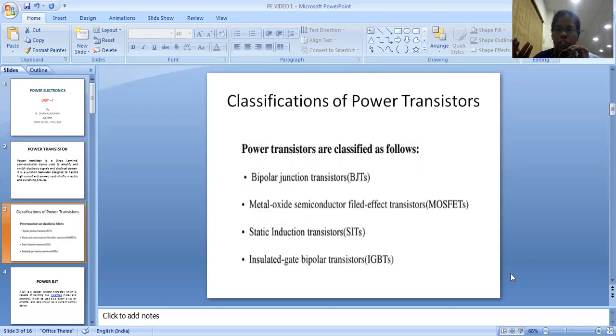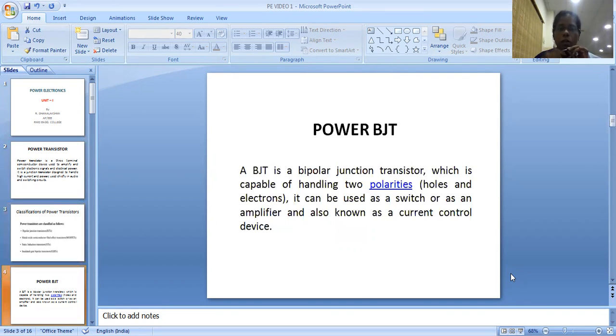When we take the classification of power transistors, there are four major classifications: BJT, MOSFET, IGBT, then SIT. The first classification, as we discussed, is BJT. So in this session, we would like to discuss the power BJT. BJT stands for bipolar junction transistor. As the name itself tells you, it's bipolar, with holes and electrons. The conduction is due to both the minority as well as the majority carriers. It can be used as a switch or as an amplifier.